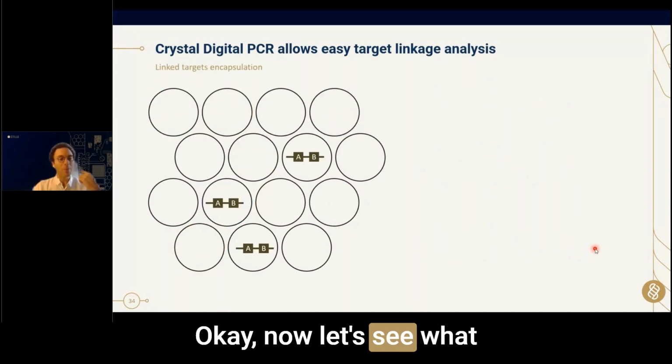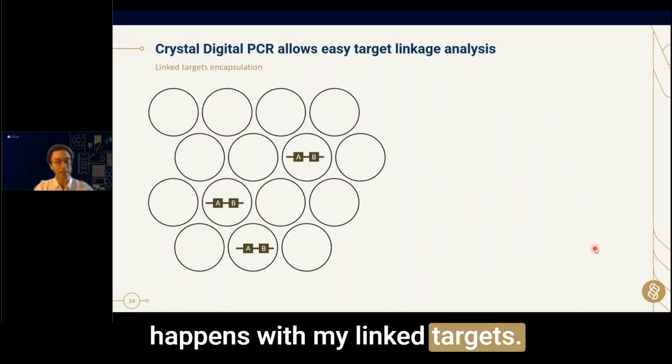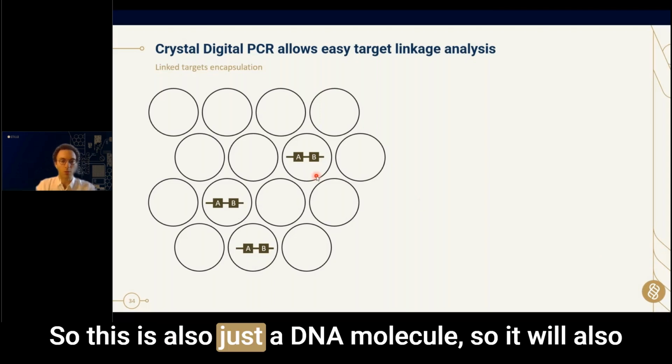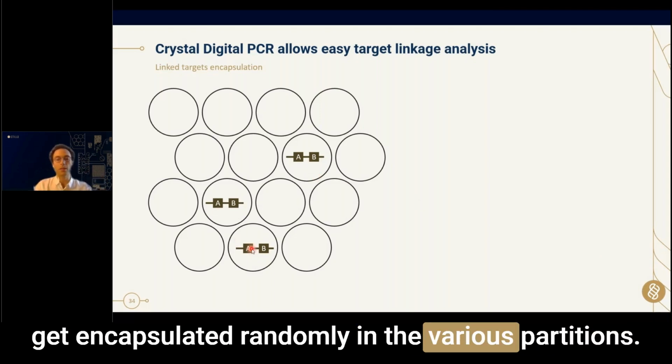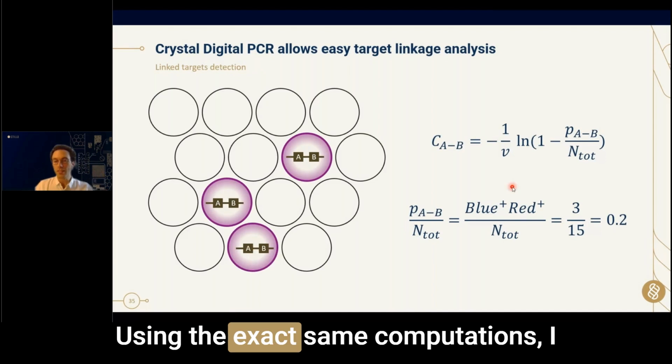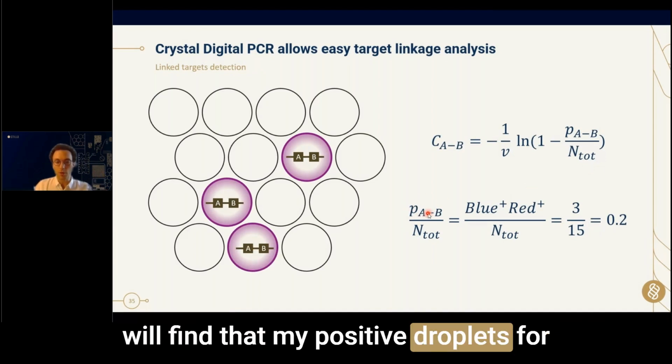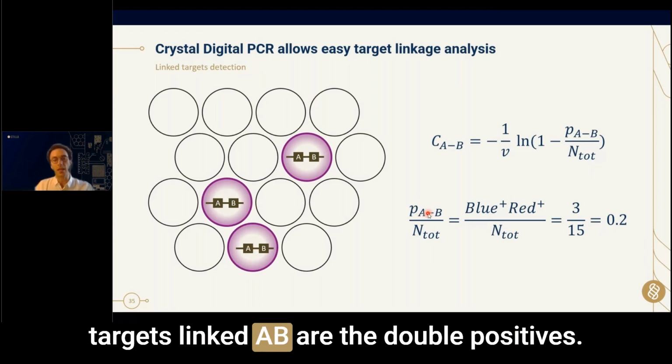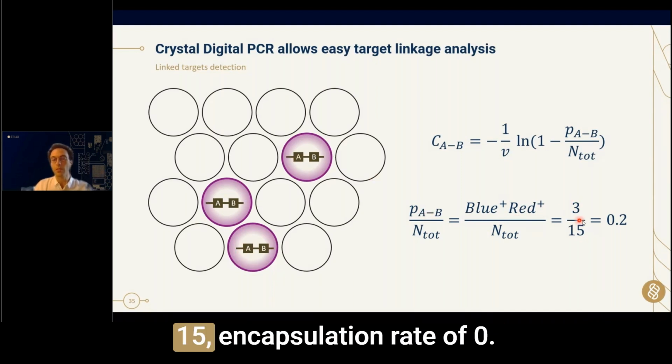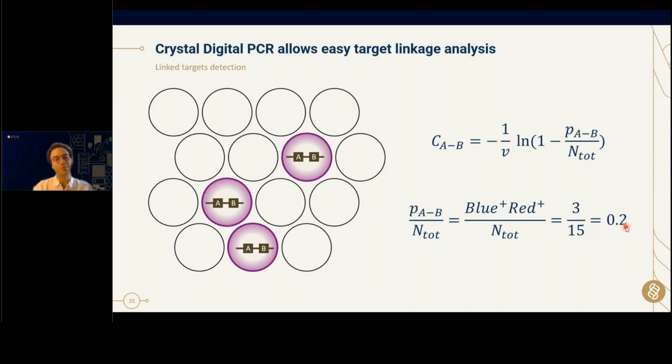Okay, now let's see what happens with my linked targets. This is also just a DNA molecule, so it will also get encapsulated randomly in the various partitions. Using the exact same computations, I will find that my positive droplets for targets linked AB are the double positives. In this example, 3 divided by 15, encapsulation rate of 0.2 for the linked targets.